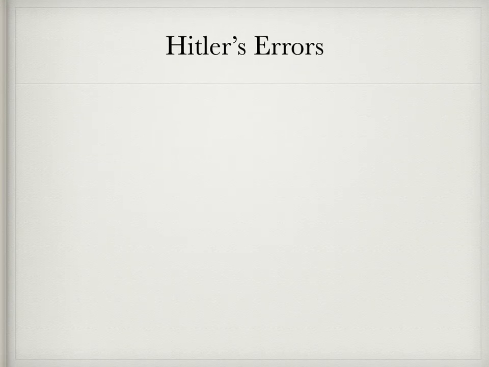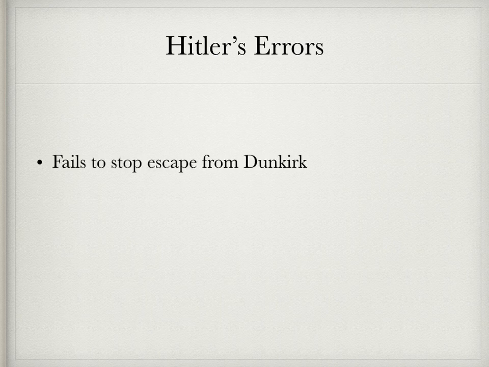Now let's talk about Hitler's errors. We mentioned a few of Hitler's errors throughout some of these lectures. Let's recap them. So Hitler fails to stop the escape from Dunkirk, right? The evacuation of the British soldiers from the port city of Dunkirk. British soldiers that were now able to continue fighting into this war.